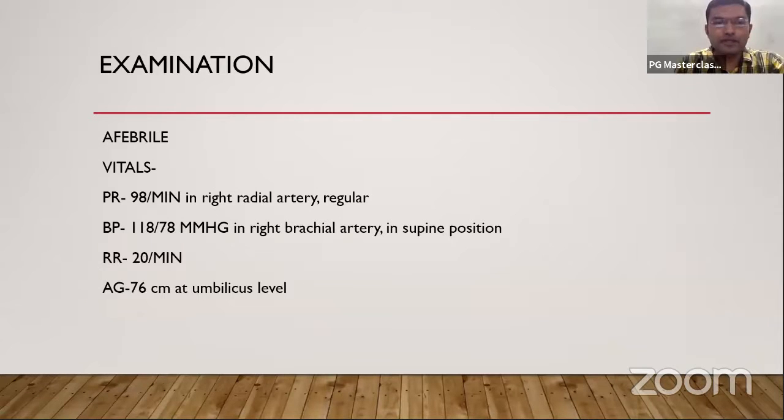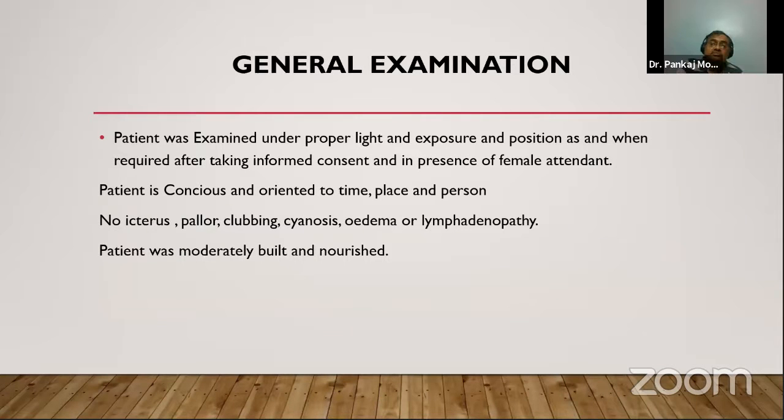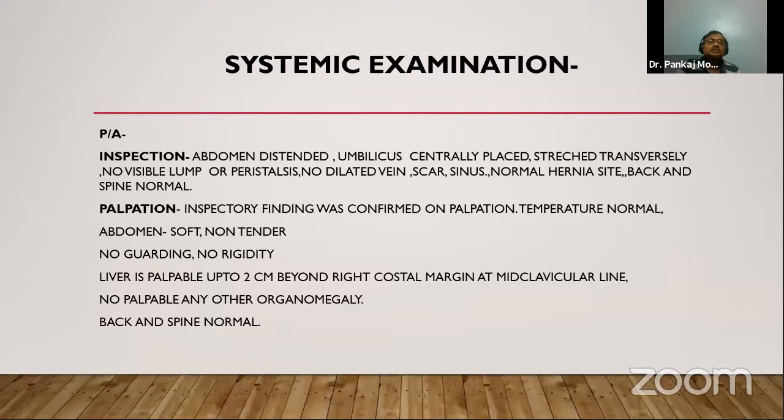On examination, the patient is afebrile. Pulse is 98 per minute in the right radial artery and regular. BP is 118 by 78 mmHg in the right brachial artery in supine position. Sir, abdominal girth is 76 centimeters at umbilical level. So the patient was examined under proper light and exposure. Anything positive? Tell me anything positive. This is not history. Local examination. Yes.